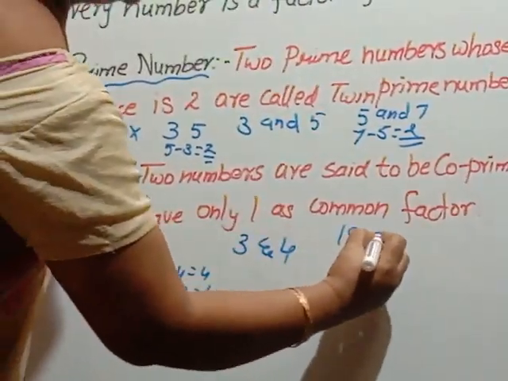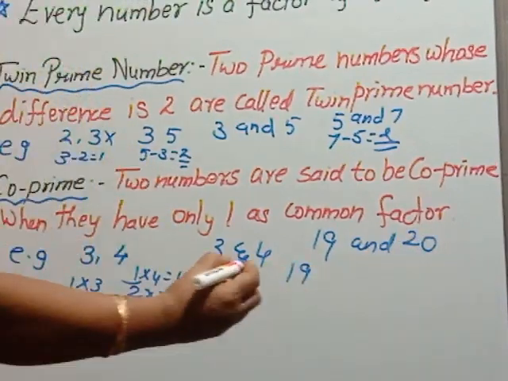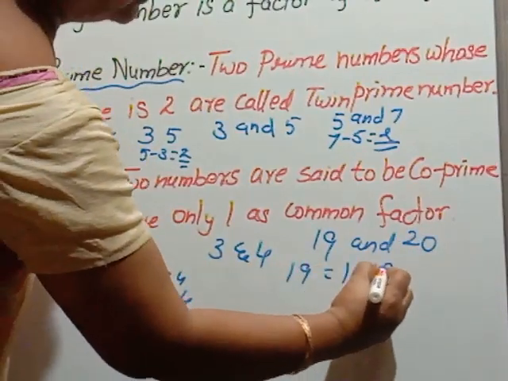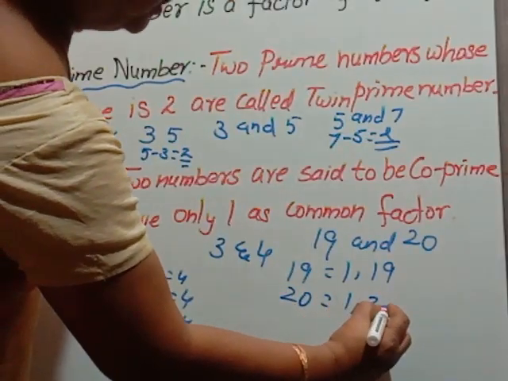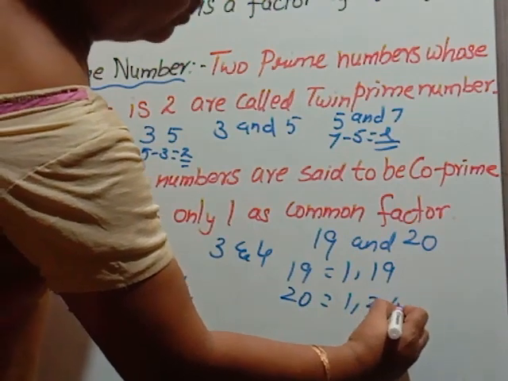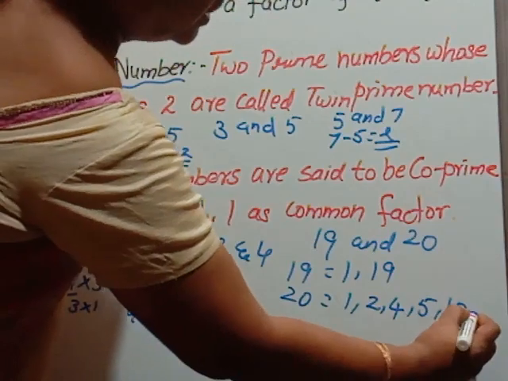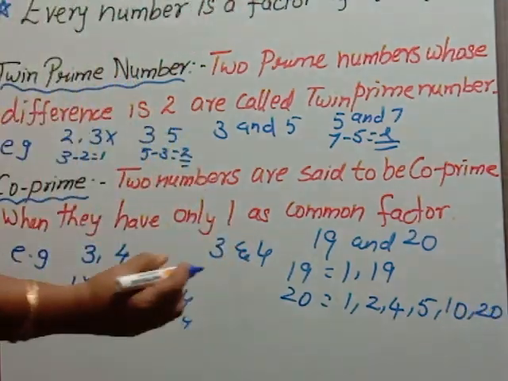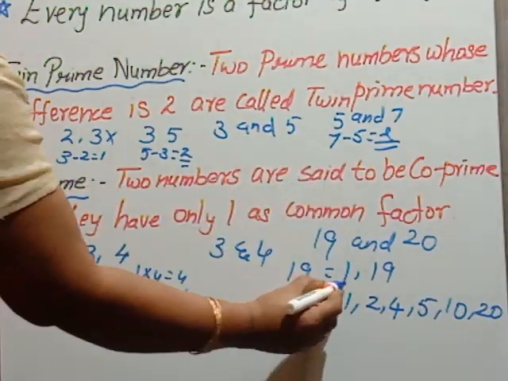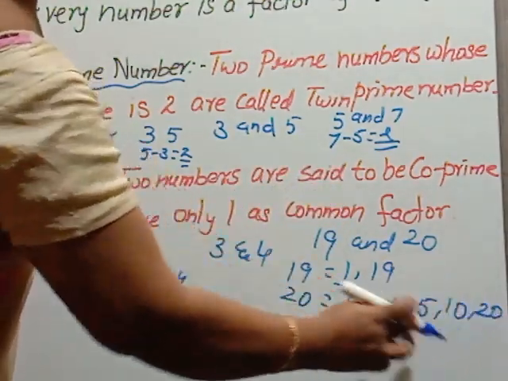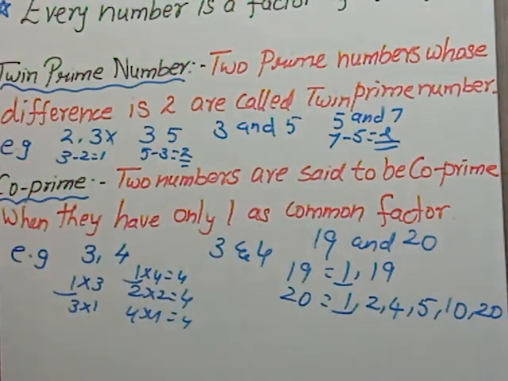You can take 19 and 20 also. 19 is a prime number. It has only 2 factors, that is 1 and 19. What are the factors of 20? 1, 2 tens are 20, 4 5s are 20, 5 4s are 20, 10 2s are 20, 20 1s are 20. Here the only common factor should be 1. Here 1, 1. Remaining factors are not common. So these 2 numbers are called co-prime numbers.